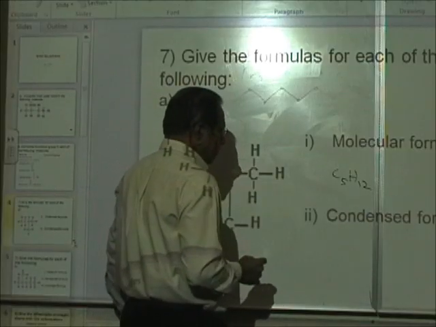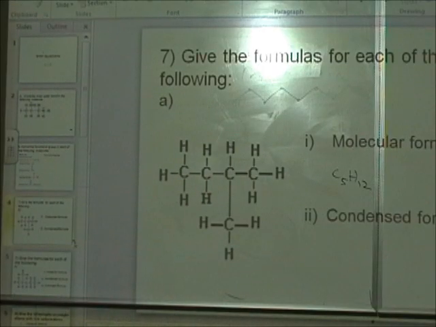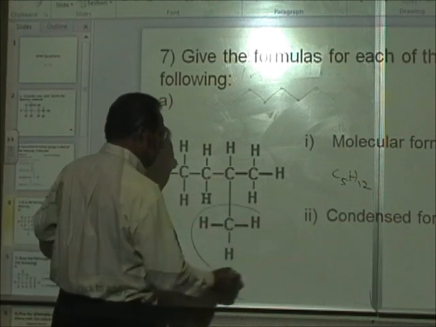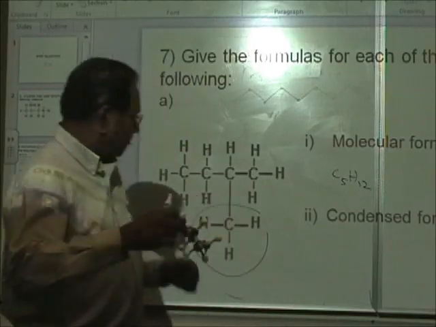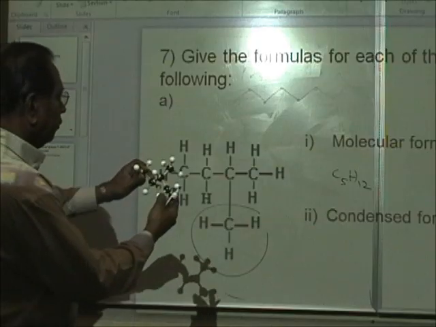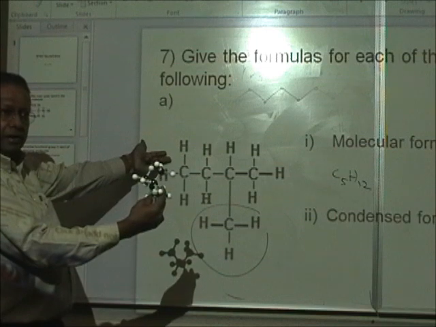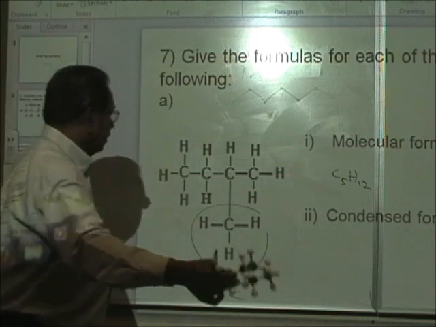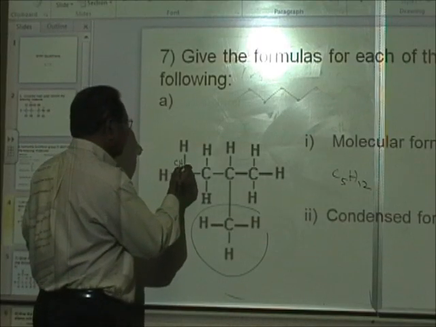Okay, condensed formula. What would be the condensed formula now? It shows the connectivity, right? And this is tricky. Here, this is like this structure here. Yeah? What we had here, like this. I mean, we are showing it like that, right? This is a two-dimensional form, right? So how do you draw it? I start with this, CH3.